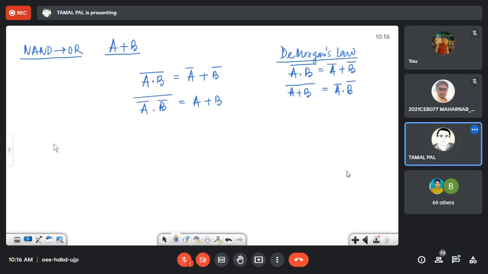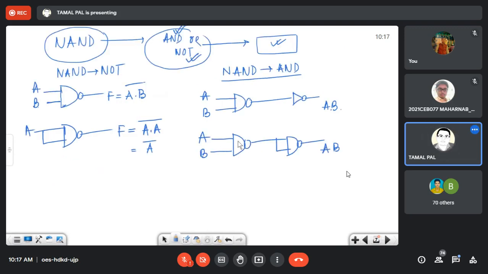Okay. So what we'll do, we'll use one NAND gate. It behaves like A complement. It behaves like B complement. Then it is OR. An OR of an AND operation is there. So NAND to AND, how can I create NAND to AND? NAND to AND is this one. That means we do NAND first and then an inverter.